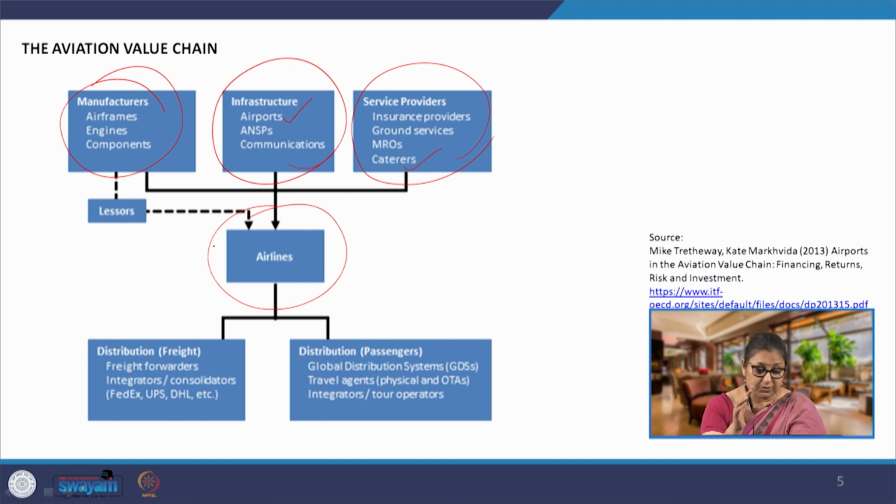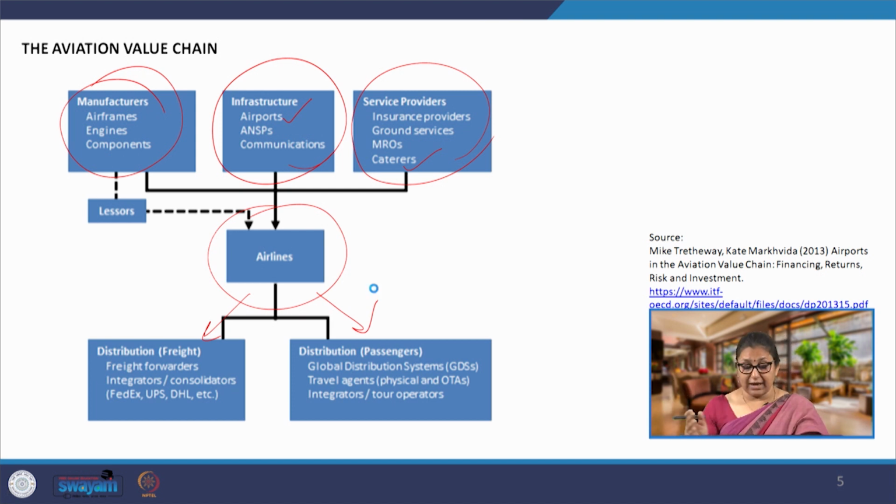Now, further down, the airlines serve freight and passengers. So, it distributes freight, transports freight, and it also transports the passengers. This is the entire aviation value chain.